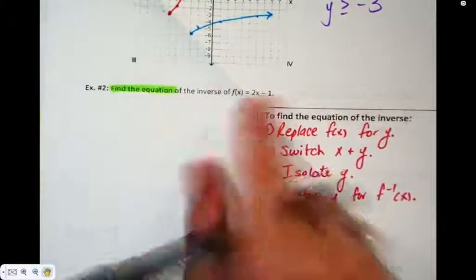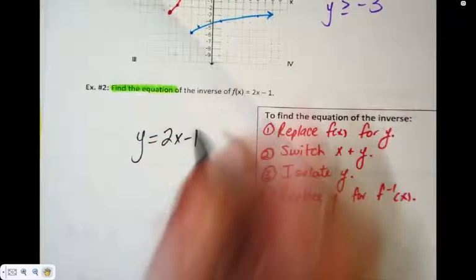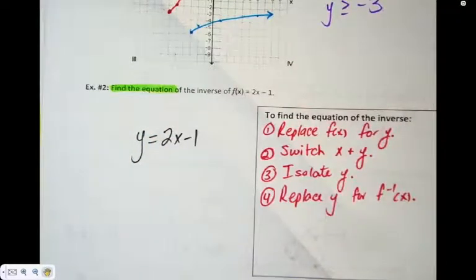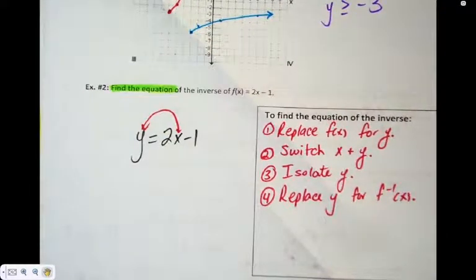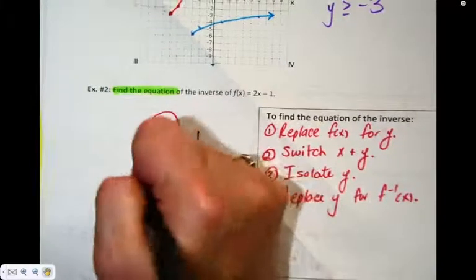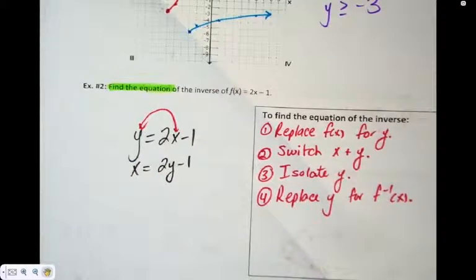So I'm going to take f of x out and put in y, again, because we know they're the exact same thing. Step 2, I'm going to physically switch x and y. I'm not changing any of the numbers. I'm not changing any of the negatives. I'm just physically picking them up and swapping places. So I get x equals 2y minus 1. It is not for an inverse. Anything else we can't switch, but inverses we can.